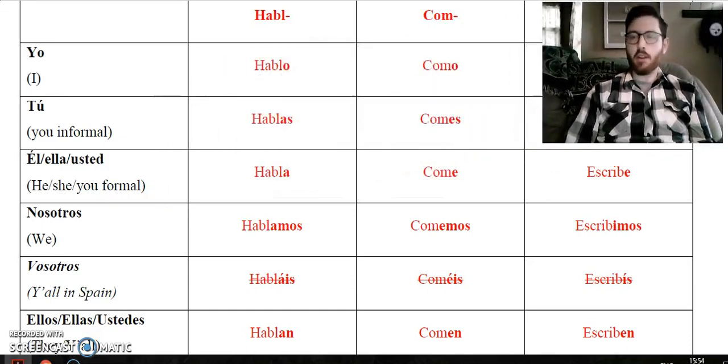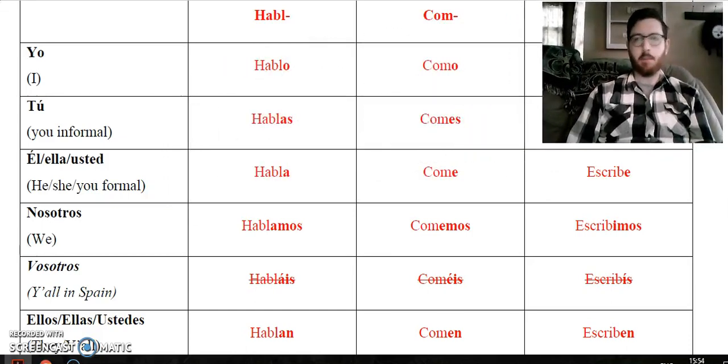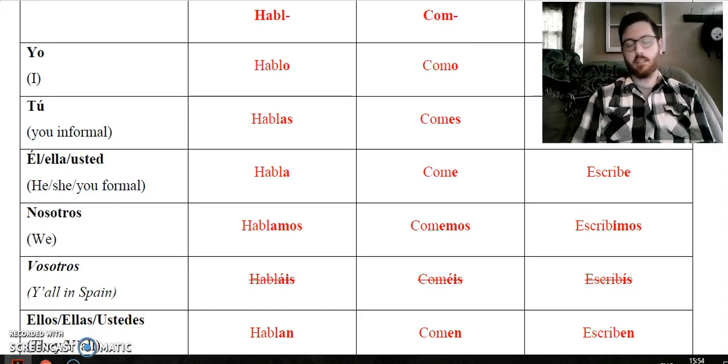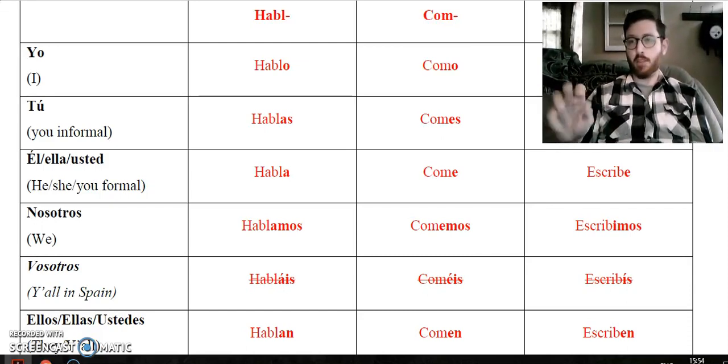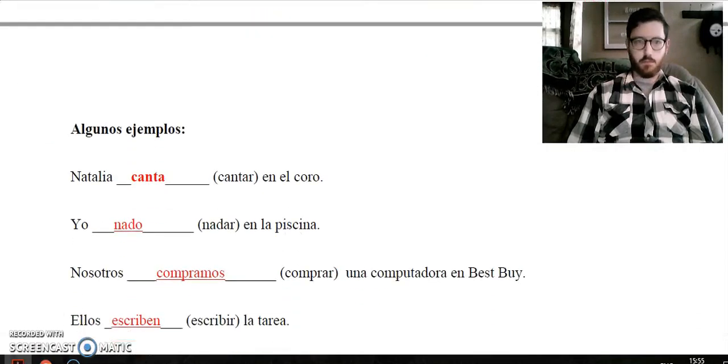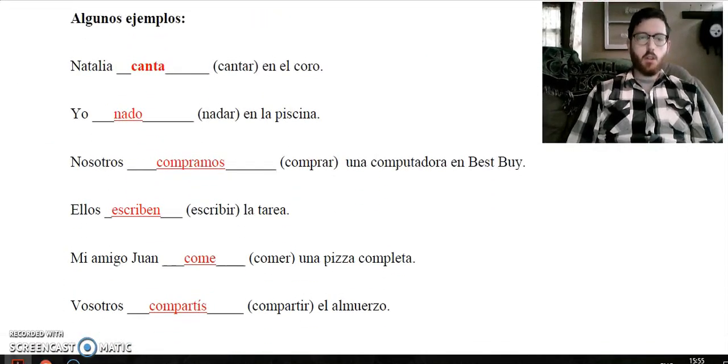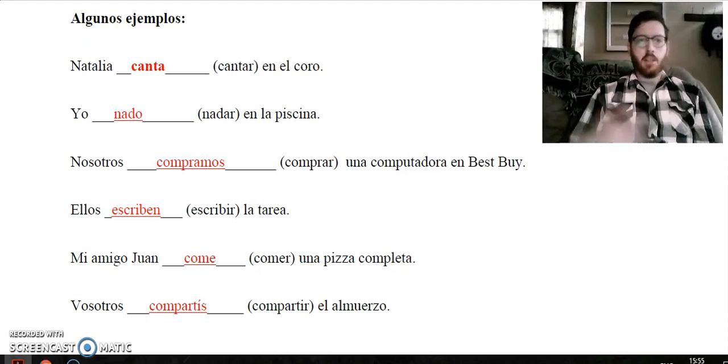So if you want to go to the next page, what you can just do is pause this video and do the examples that you see there. Try to conjugate those verbs. And what I'll do here in a second is go down and take a look at what the answers would be. So hopefully you paused me and did them, and here would be the answers.